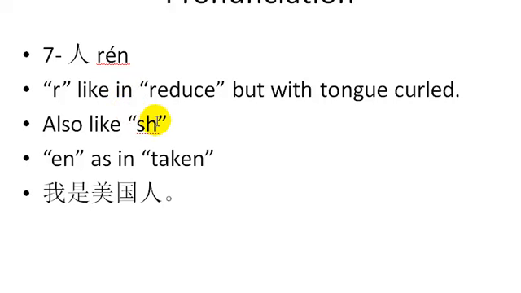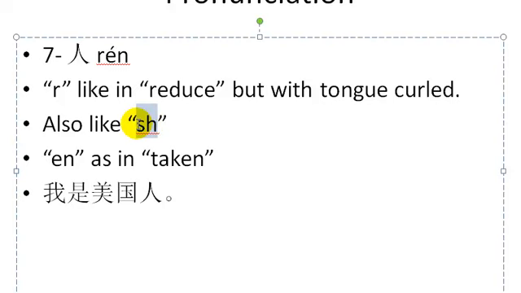It's pronounced with a curled tongue like the sh. So you curl your tongue, sh. But instead of going sh, you just go r. So it's kind of like the r in reduce, but curl the tongue. And then remember this N is like the N in taken, so you come up with R N. So curl the tongue, pronounce an R, and then add an N on the end.